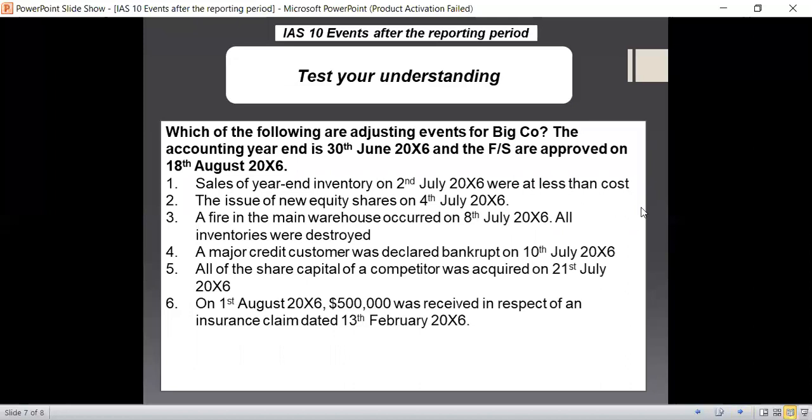Now here is a question for you people. You can test your understanding with the help of this question. I have taken this question from the Financial Accounting book of ACCA, F3. The question is, which of the following are adjusting events for Big company? The accounting year end is 30th June 2006 and the financial statements are approved on 18th August 2006. You can read this question and you can tell me the answers in the comment box. I will be discussing the answers in my next lecture.